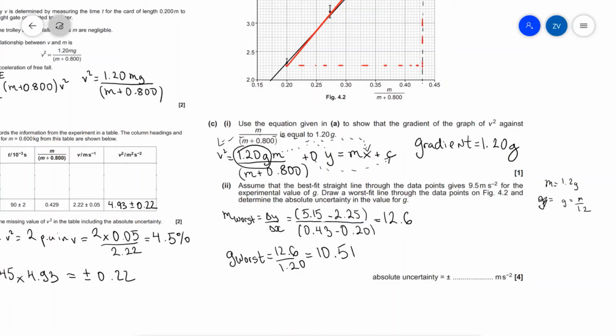Now, in order to find the absolute uncertainty, this is going to equal essentially the difference between the two. So g worst minus g best, which is already given over here through the line; the value of g found by the line of best fit is 9.5. So we'll just take them away. So the absolute uncertainty, I'm going to call that AU, is simply equal to g best minus.